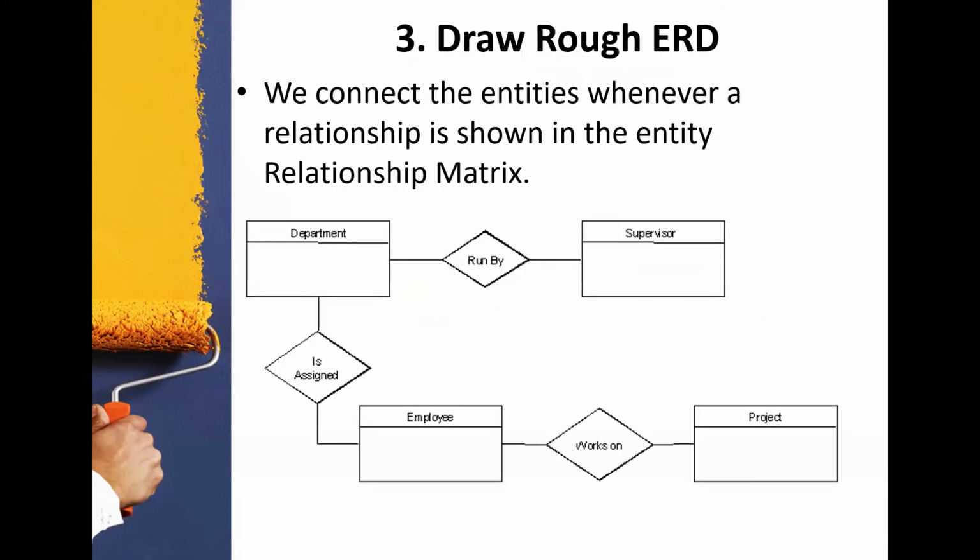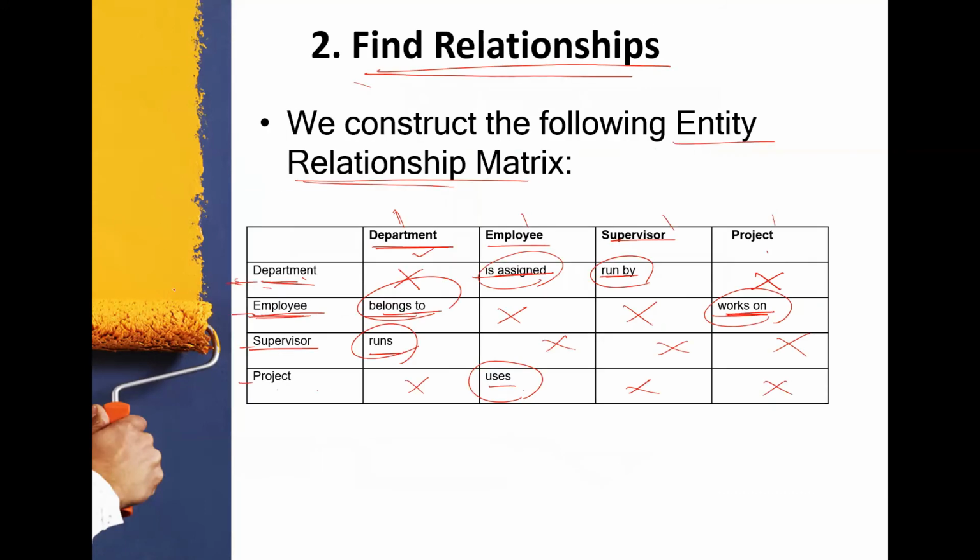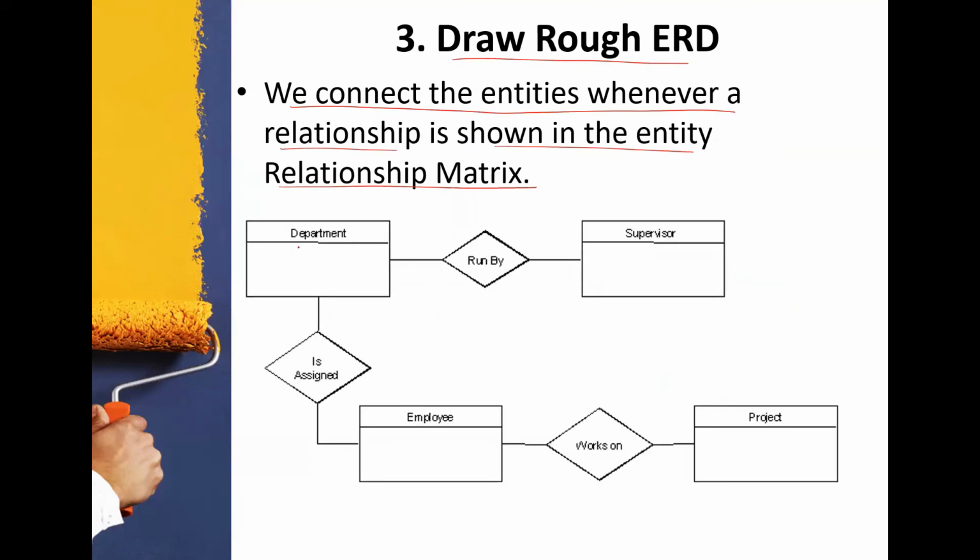Okay. So kita akan draw rough ERD. We connect the entities whenever a relationship is shown in the entity relationship matrix. So kita tengok kat sini. First kita ada department. So department kita buat kotak. Department relationship letak dalam diamond. Department run by supervisor. Letak dia dalam kotak. Department is assigned employee. Okay, ni belum kita boleh letak relationship dulu tau.